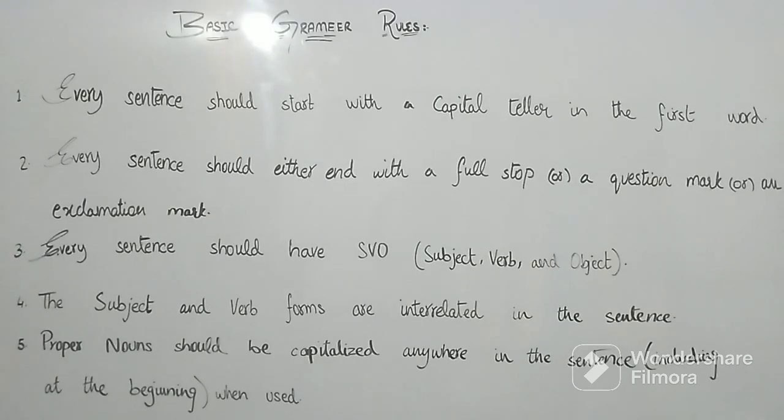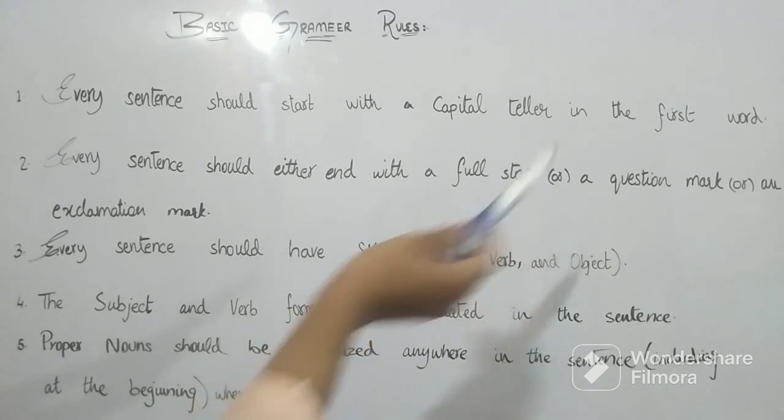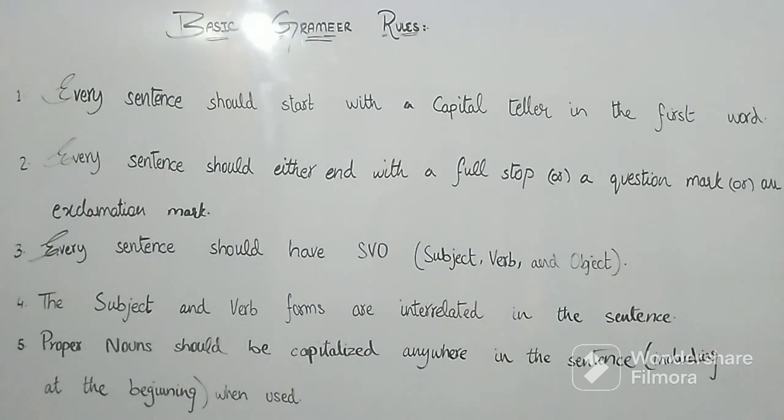So our first rule is that every sentence should start with a capital letter in the first word. That we all know, that whenever we're gonna start our sentence in English while writing, our first letter should be capital. As you can see in all my sentences, every first letter is capital. So always remember while writing English sentences, the first letter of the first word should always be capital.